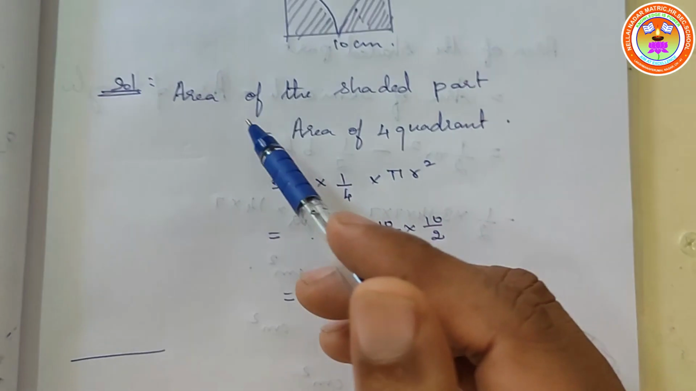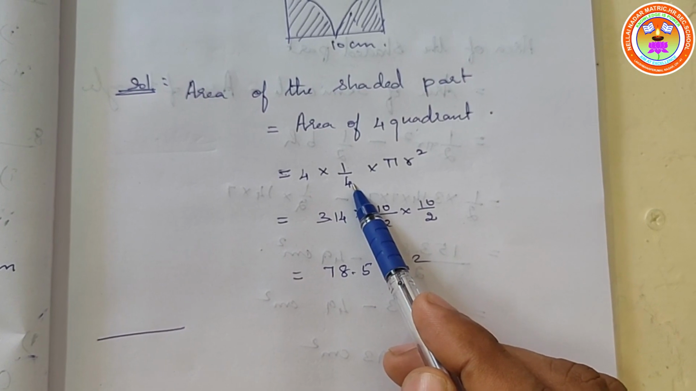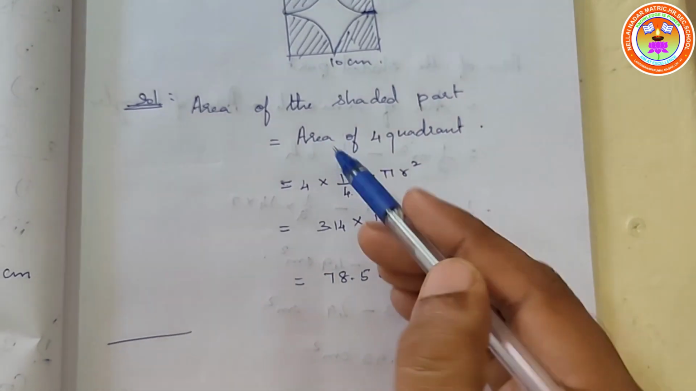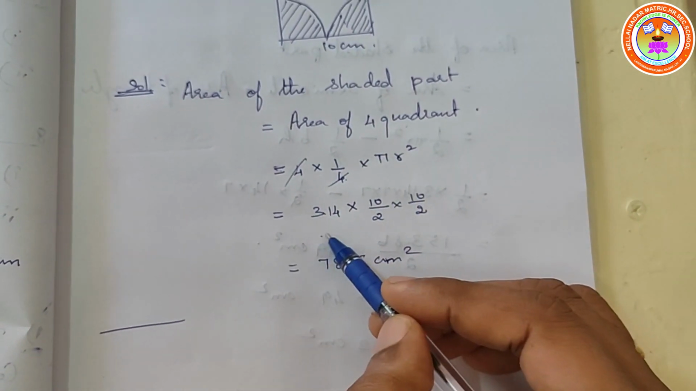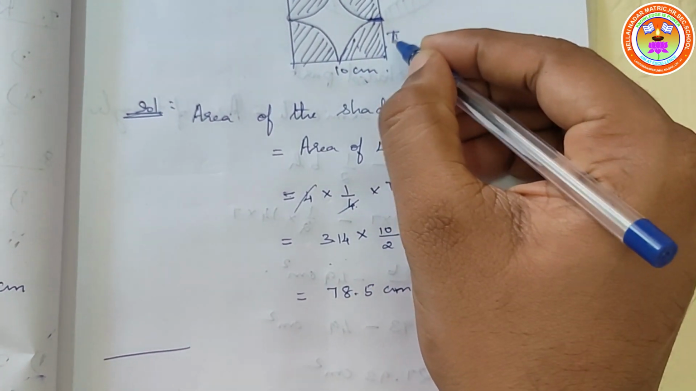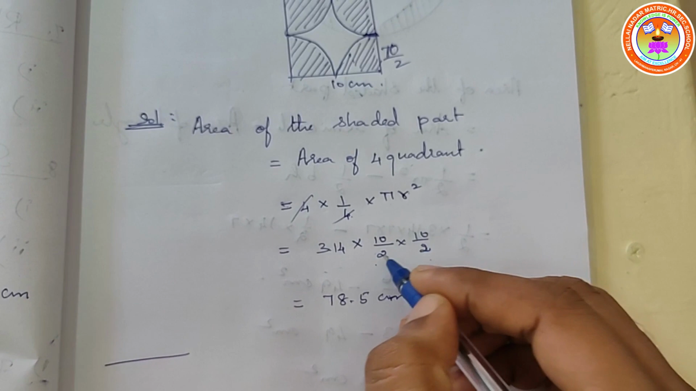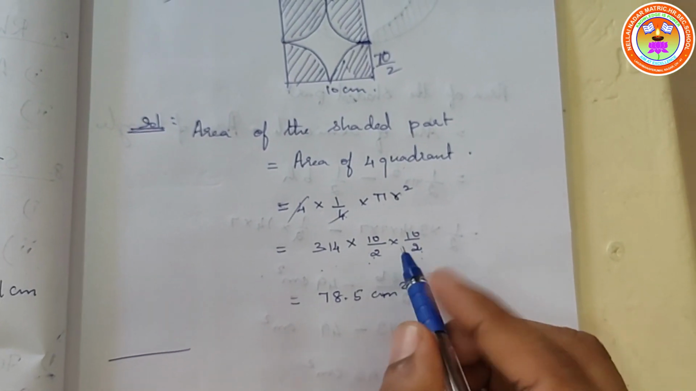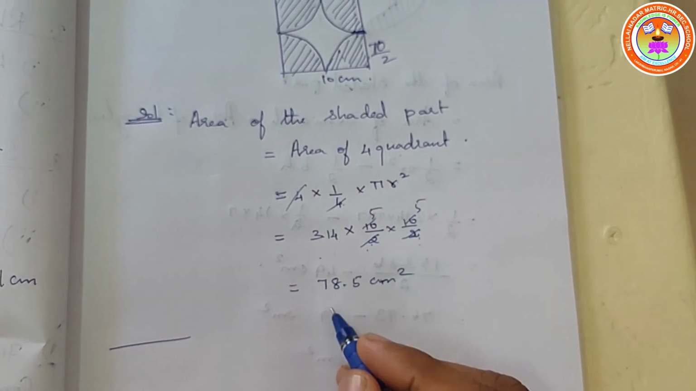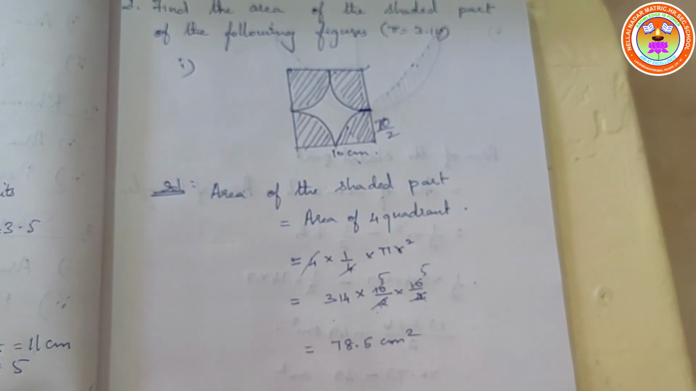We will see area of the shaded part equals area of 4 quadrants. So 4 into area of the quadrant. The formula is 1/4, since quadrant is always 1/4. 1/4 pi r square. So this 4 will cancel. The value of pi is 3.14, and the full length is 10. So half of it is 10/2, and 10/2 is the radius. Now squaring r, it is 10/2 into 10/2. Multiplying all this, it cancels, giving 5 times. So 3.14 into 5 into 5 is nothing but 78.5 centimeter square. This is the second sum, first subdivision answer.